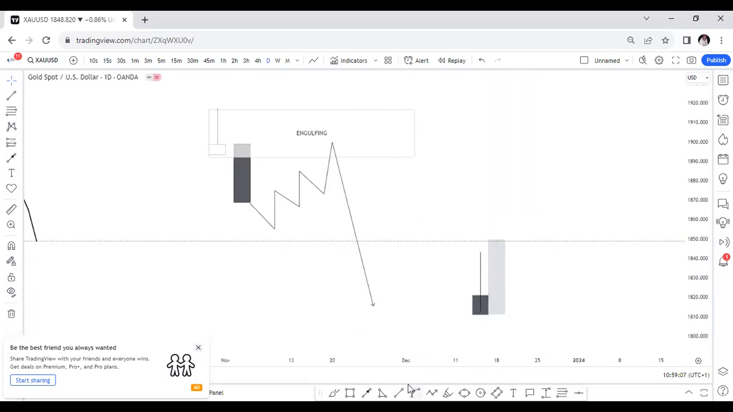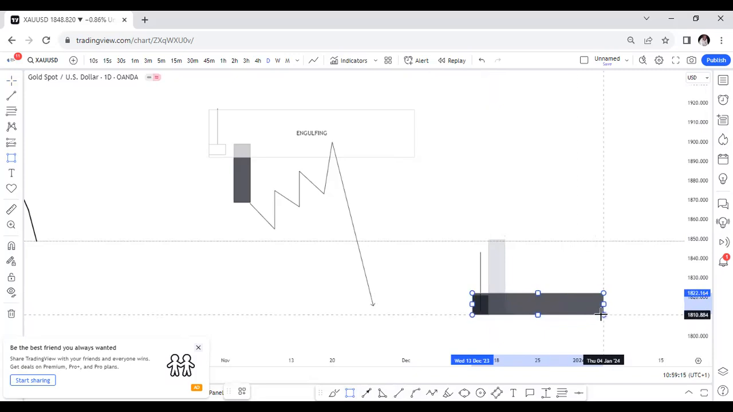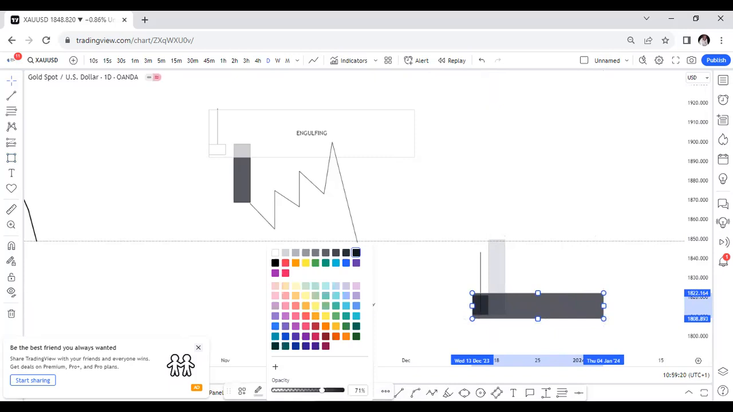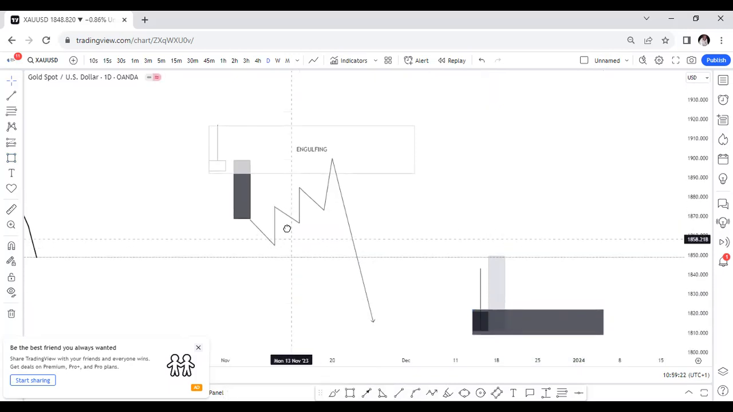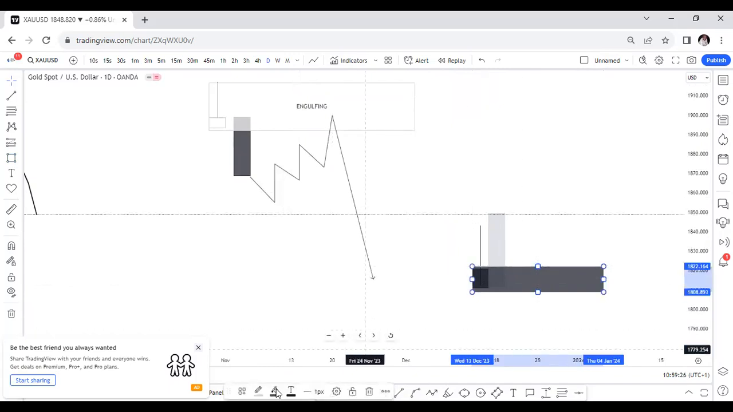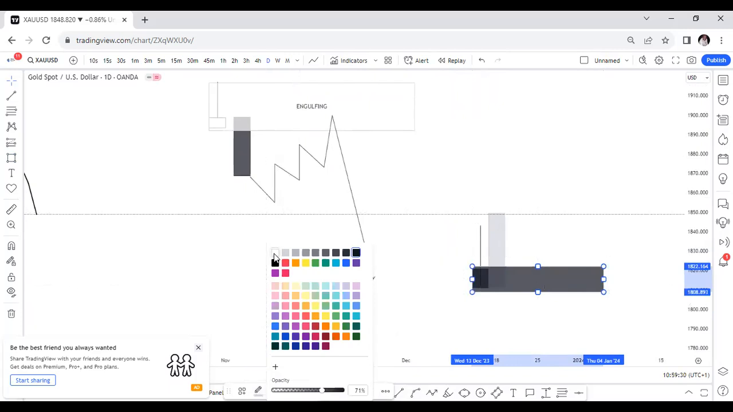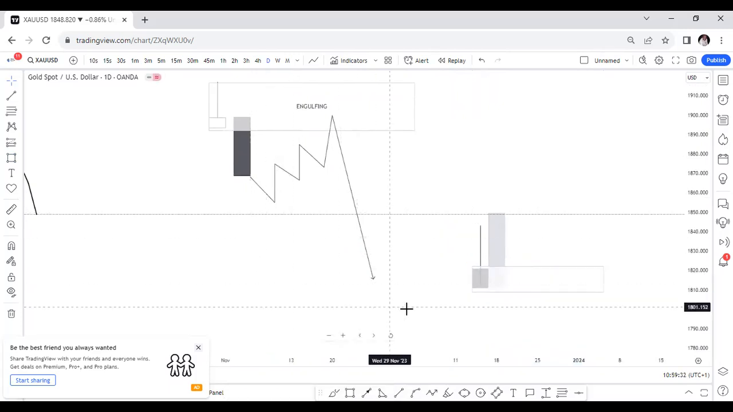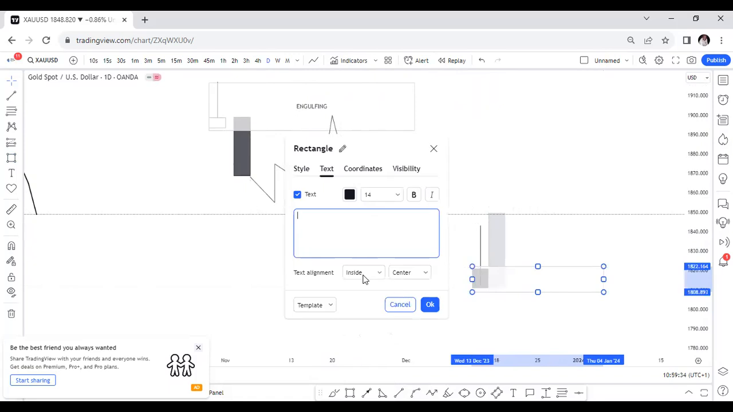So how do you mark out the zone? You use it as a zone. How do you use it as a zone? You mark it out from this body to the low of it, depending on the size, the range of the engulfed candlestick. It depends on the range. We'll still talk about how to mark your range, how to mark your zone. So this becomes an engulfing zone.